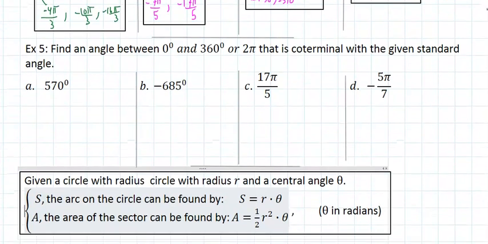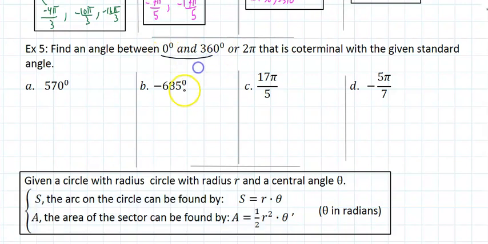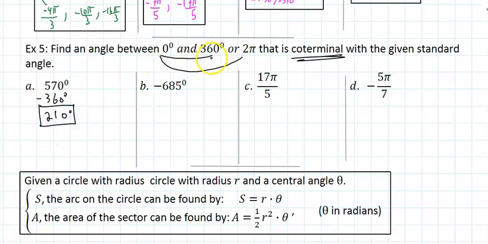I want to find coterminal angles, but I want them between 0 and 360 degrees, or 0 radians and 2 pi radians. 570 is bigger than 360. If I want to find coterminal, I'm always playing with the 360, nothing more. I subtract 360 from that. That's 210 degrees. Done. That's between 0 and 360 degrees.